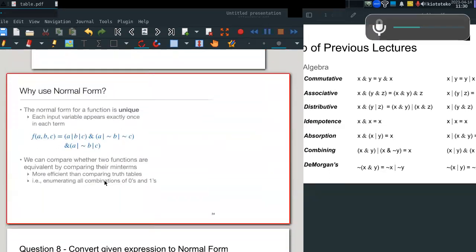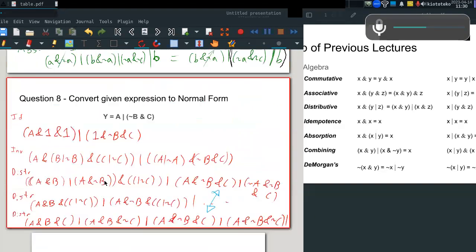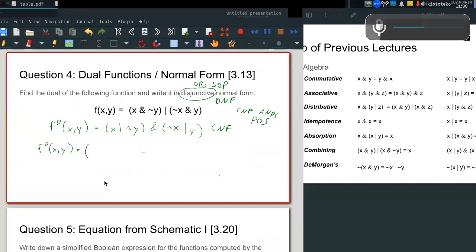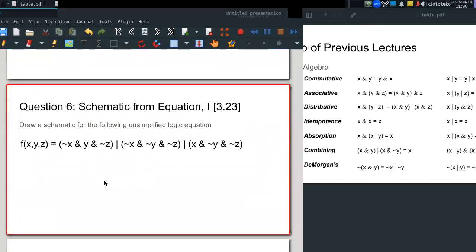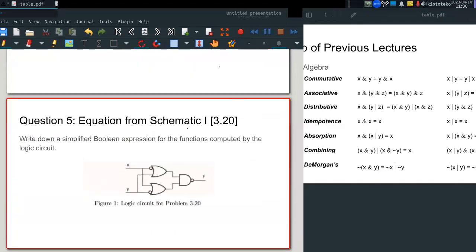And here is what they tell us, no? Each input variable appears exactly once in each term, and we can use that to compare whether two functions are equivalent. Let's just do a last one of these exercises. Let's do this one.